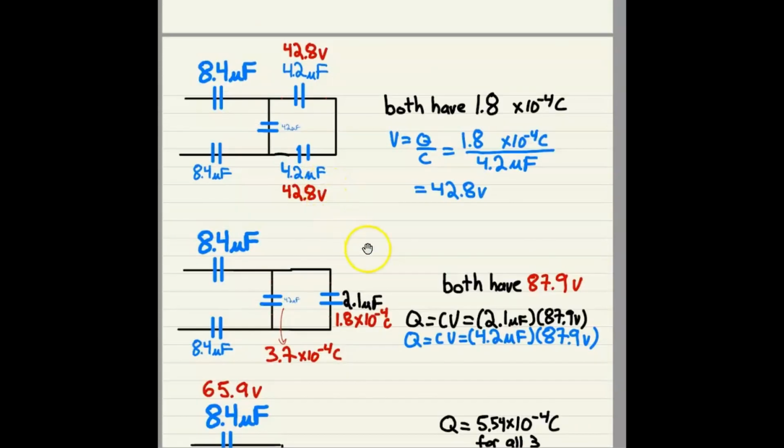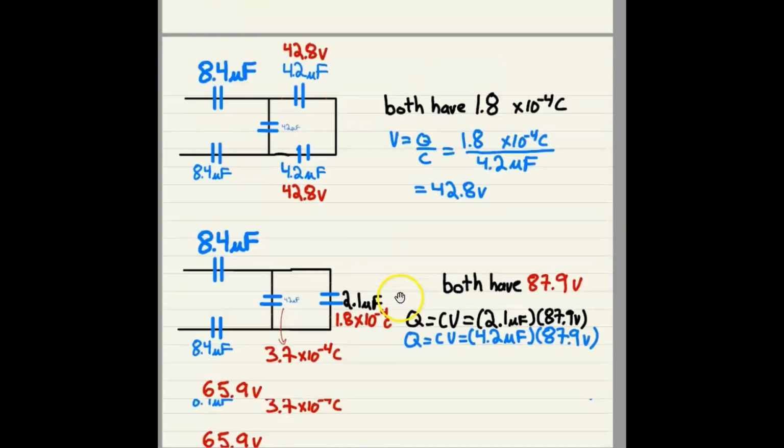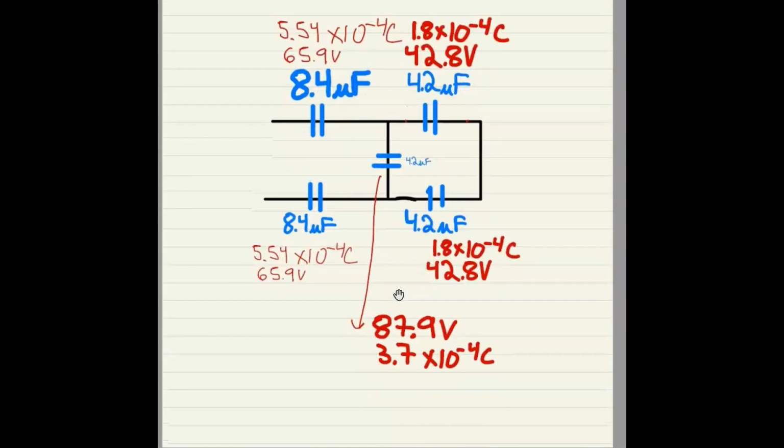Then I work my way backwards once again, and I notice that this one capacitor decomposes into two series capacitors. Both series capacitors have the same charge. That's the charge of 1.8 times 10 to the negative 4 coulombs. V equals Q over C. I know Q. They both have the same capacitance value, 4.2 microfarads. And we have solved the problem. So this is the final answer.